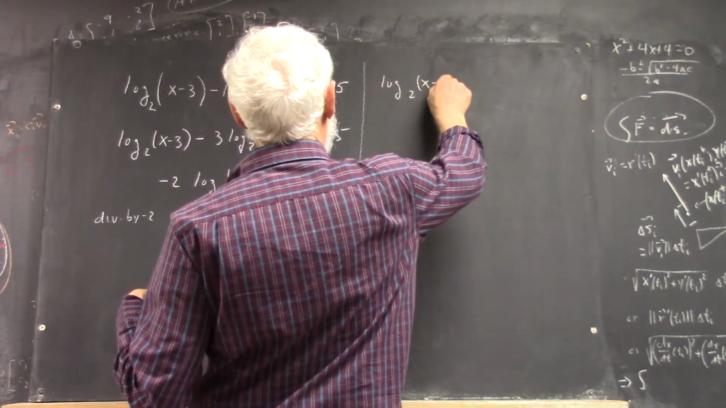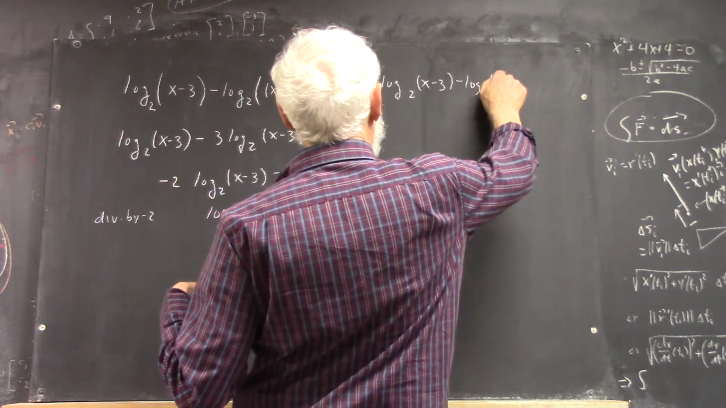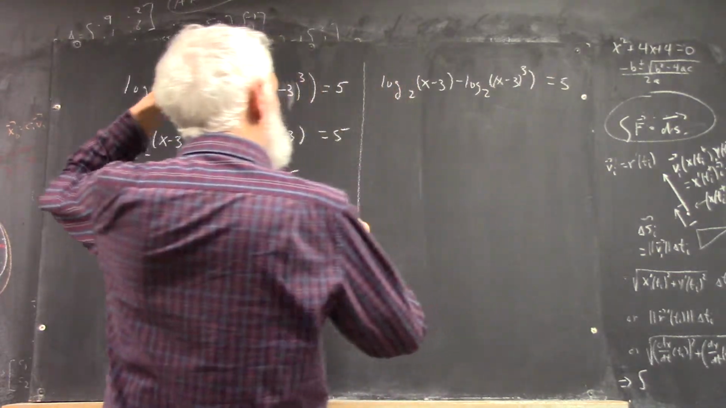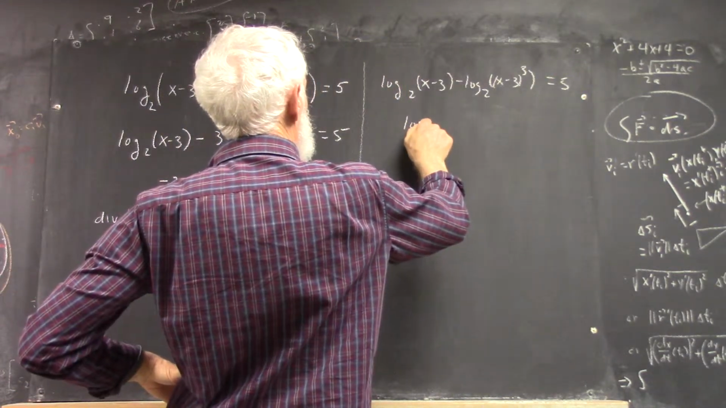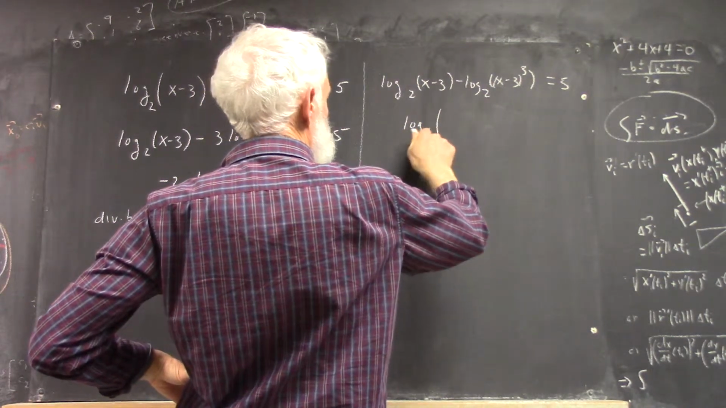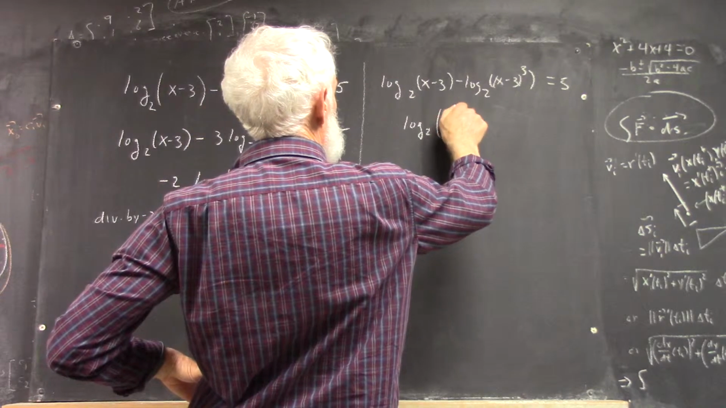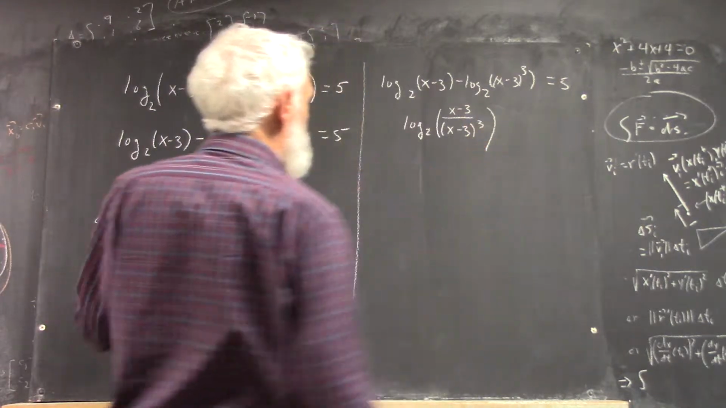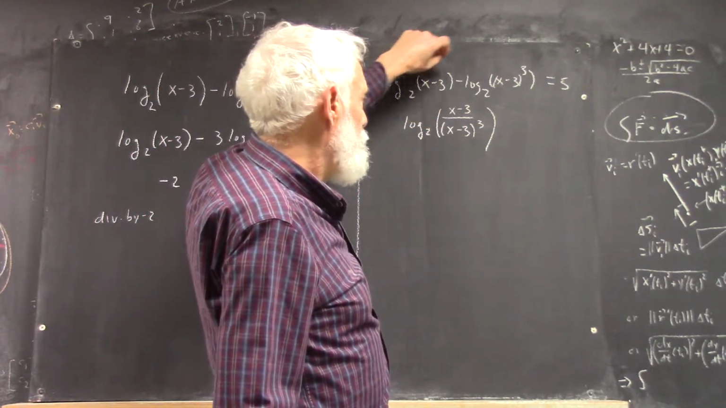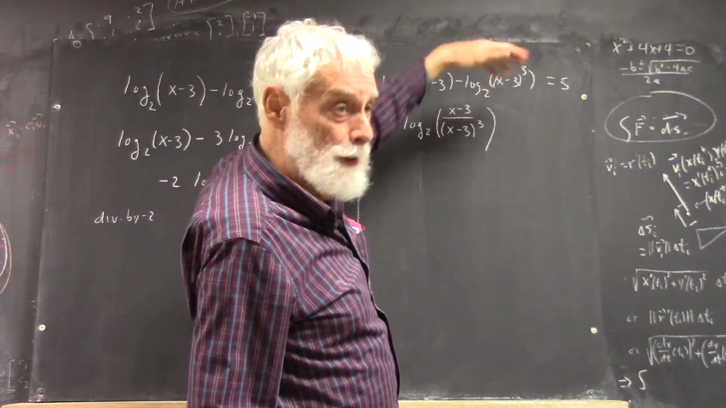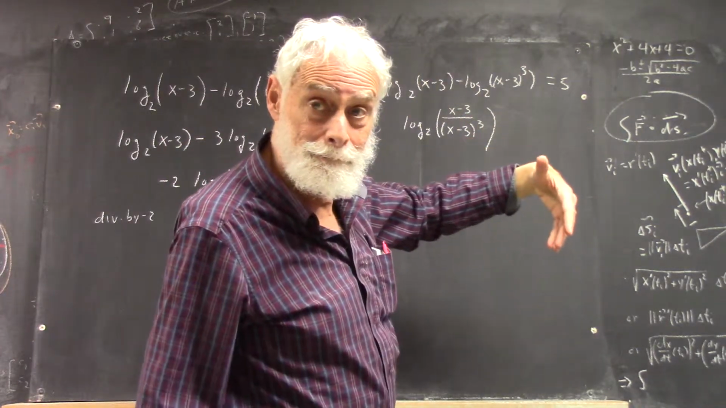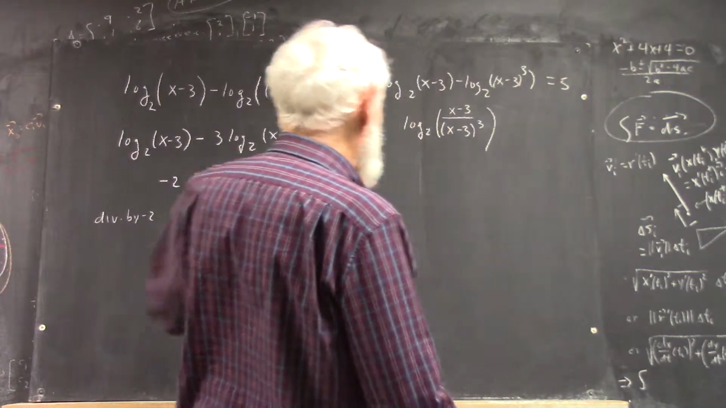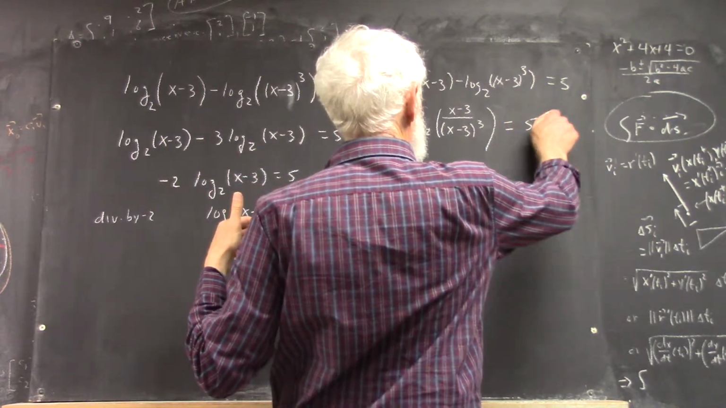Log base 2 of x minus 3 minus log base 2 of (x minus 3) quantity cubed equals 5. Okay, meaning then that you have log base 2 of (x minus 3) over (x minus 3) cubed, because a log of a quantity minus a log of another quantity, same base, is a log of the quotient, right? A plus means you multiply them, a minus means you divide them. You should try to understand why, but at least right now be sure you know how to use the rules.